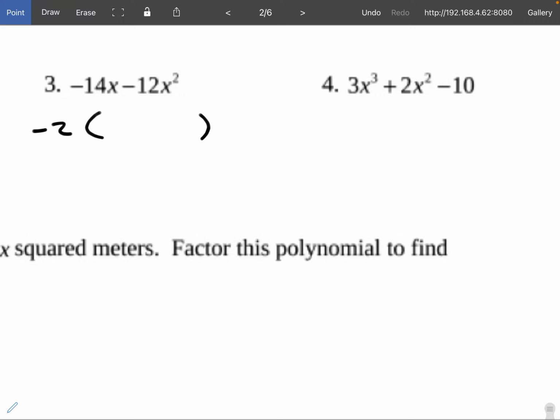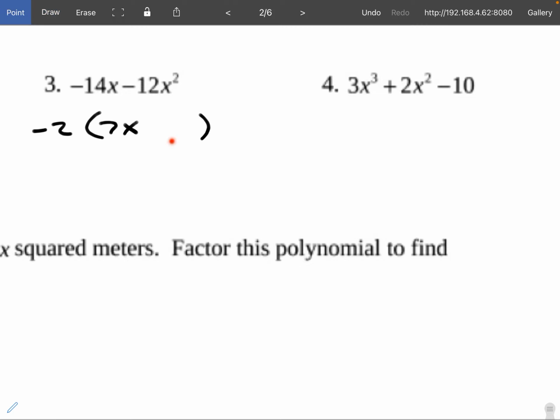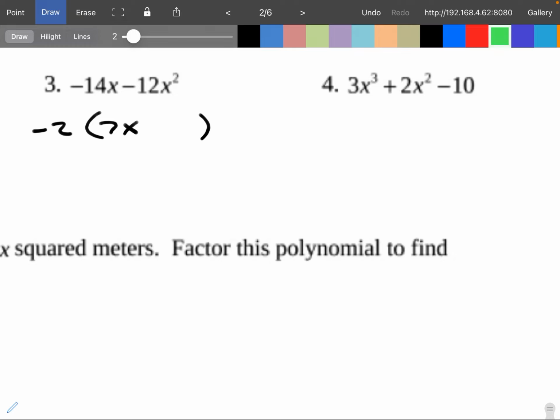So then you say negative 2 times what would be negative 14x? 7x. Yep, 7x. Good. And then you say negative 2 times what would give you negative 12x squared? 6x squared. Yep. And again, if you struggle with that, you can always do it with that division process that I showed you. You take that second term, which is negative 12x squared, and you divide it by your greatest common factor, which is negative 2. And so you can see that this should be a positive 6x squared, right?